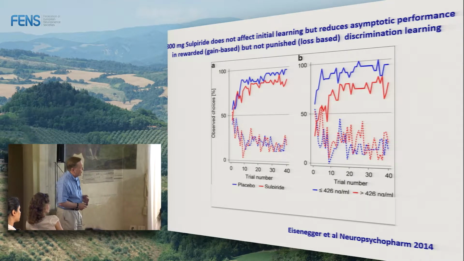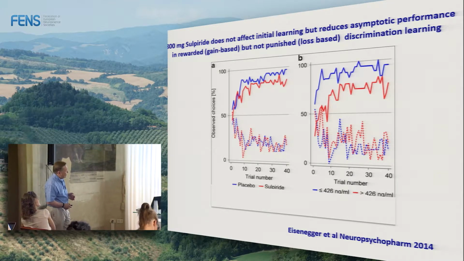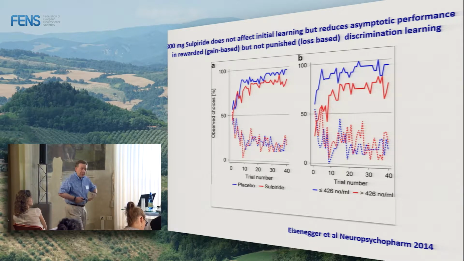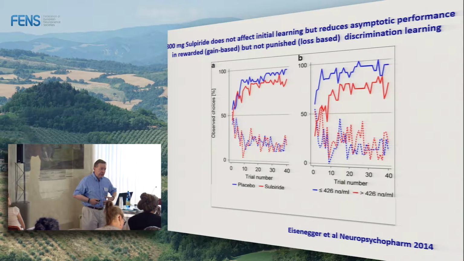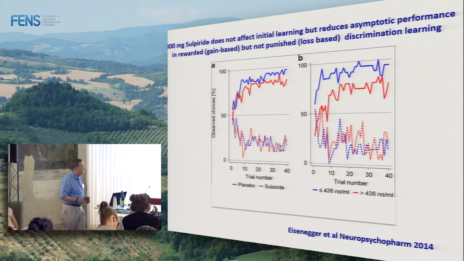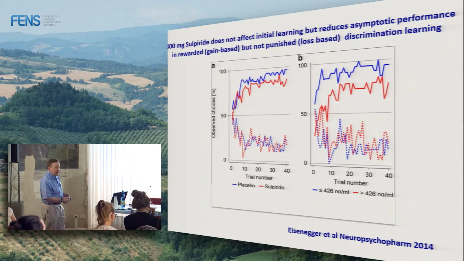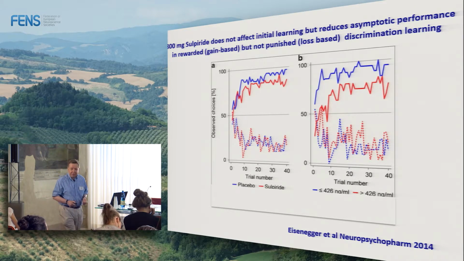We similarly showed the same result, except that we were able to show this dose dependently, so that we measured how much drug was in the plasma of individuals, and those subjects with the most in the plasma showed the biggest deficits with the D2 antagonist. And interestingly, it didn't affect learning as much as the asymptote at which the subjects reached.